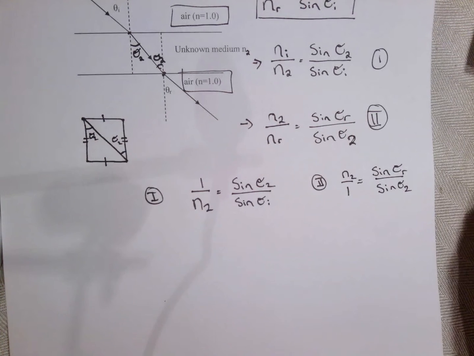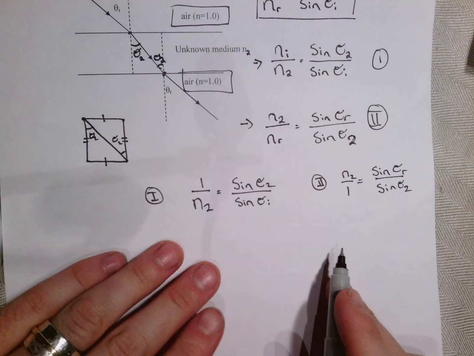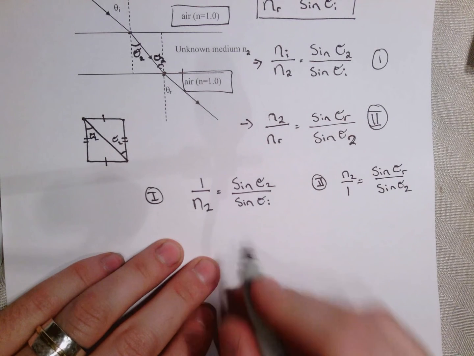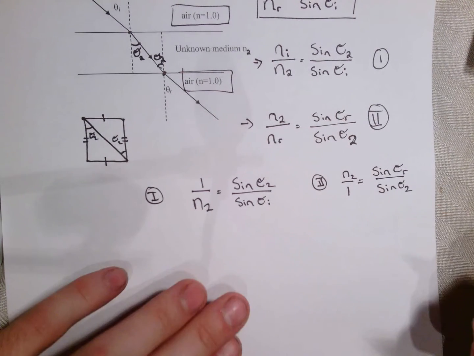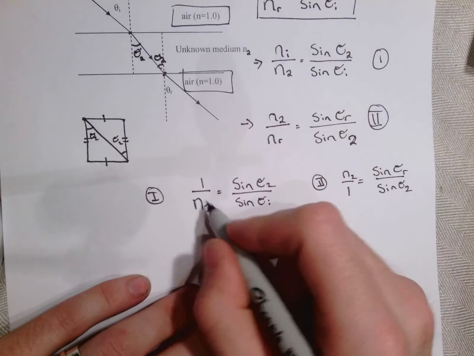So I got my two equations. Now, we have to kind of combine these. They're very similar, but they're not quite the same. So if I flip either one, inverse both sides, reciprocate both sides. So I'll just do the first one.